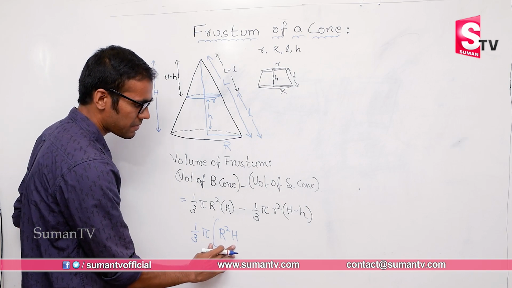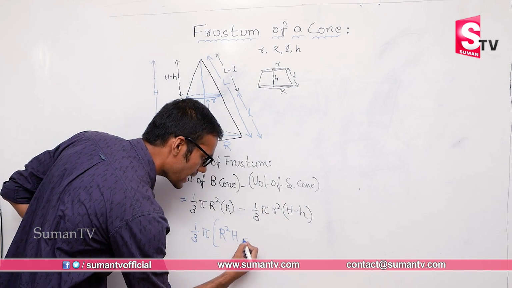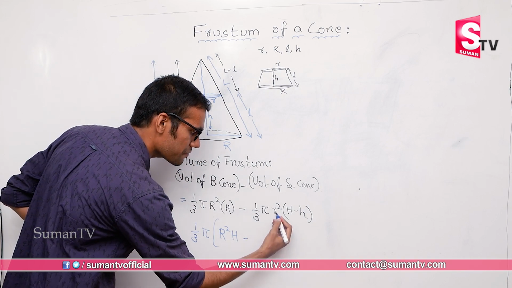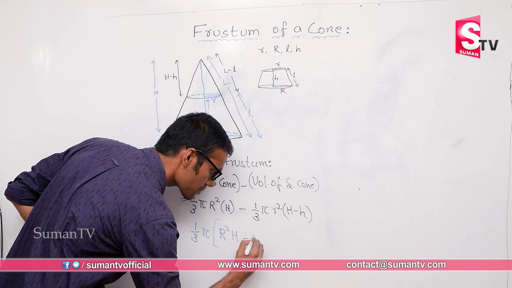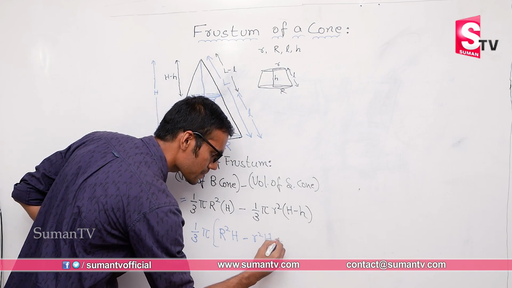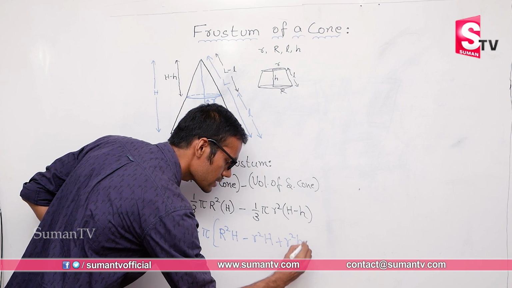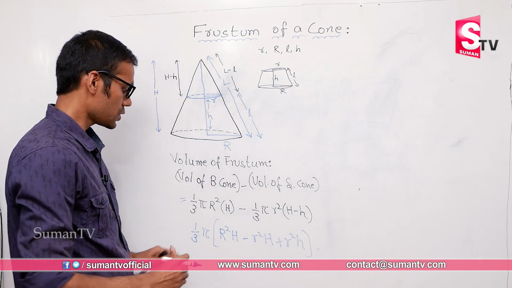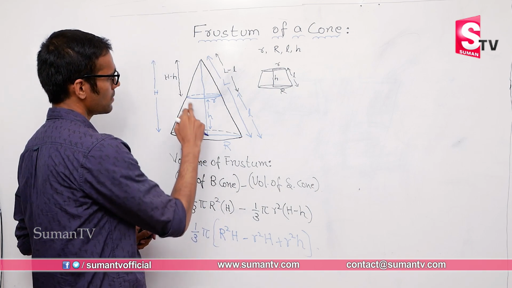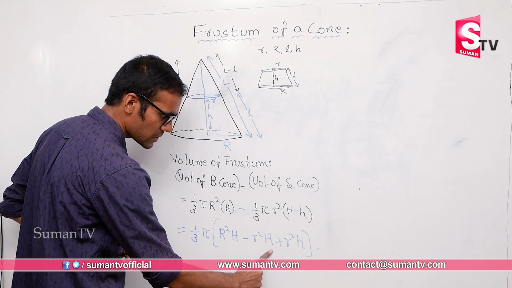Please make note of the capital H and small h wherever it is possible. So capital R square h minus, I have already taken 1 by 3 pi common, and I will be left with small r square capital H. Minus into minus will be plus, so it will be small r square small h. So this is the volume of the frustum. But we don't need capital H in the values, so I will be taking capital H common.